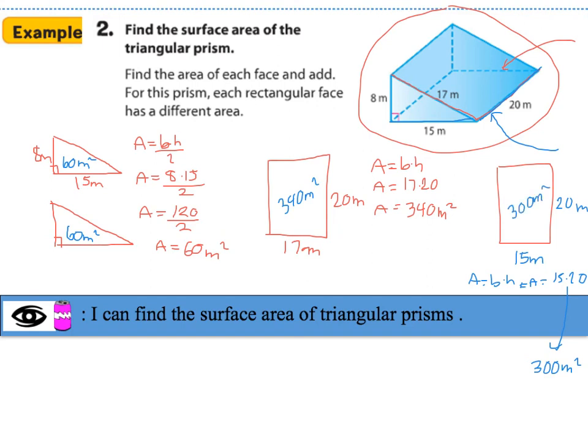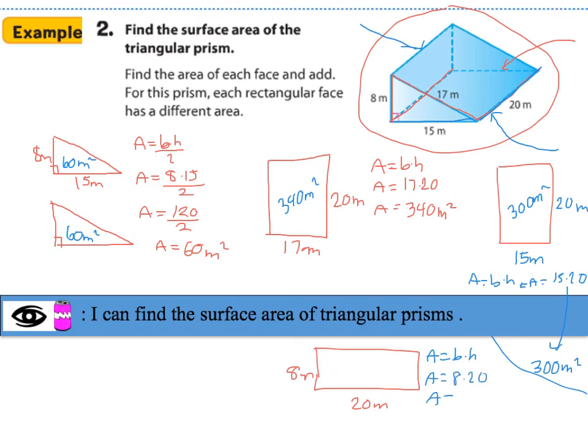Okay, I've got one more to do. I've got another rectangle on this side. So that rectangle has a height of 8 meters, and it has a length of 20 meters. So let's plug it into the formula. Area is equal to base times height. So my area is equal to 8 times 20. When I do the math, 8 times 20 gets me 160 meters squared. So the area of this side rectangle is 160 meters squared.